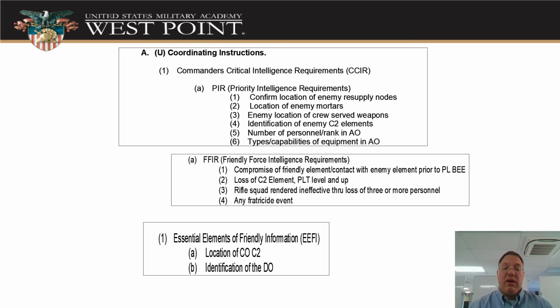Then I list out under my coordinating instructions the essential elements of friendly information, EEFI. Where is the location of our company C2? I don't want the enemy putting mortars on my TOC. I don't want them to know where it is. Identification of the decisive operation. I don't want them to know where the main effort is because then they could react to that.